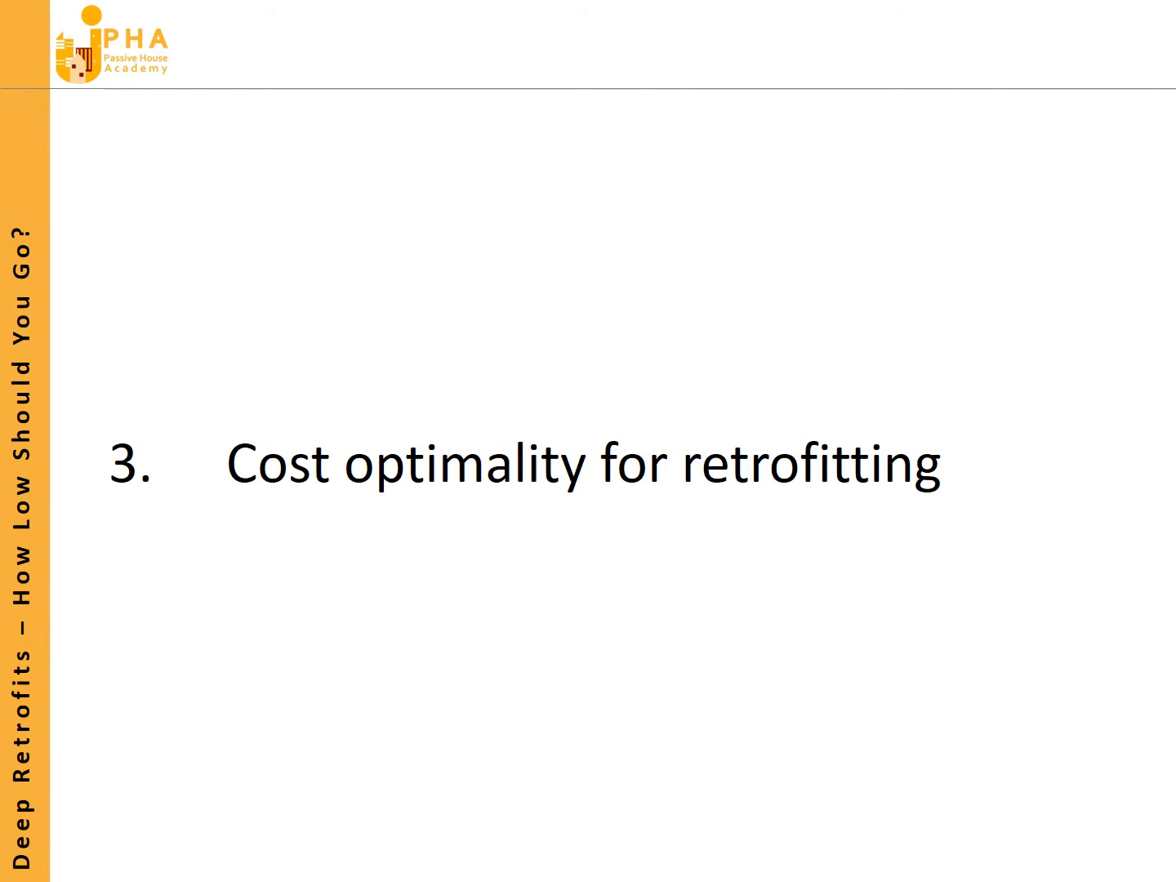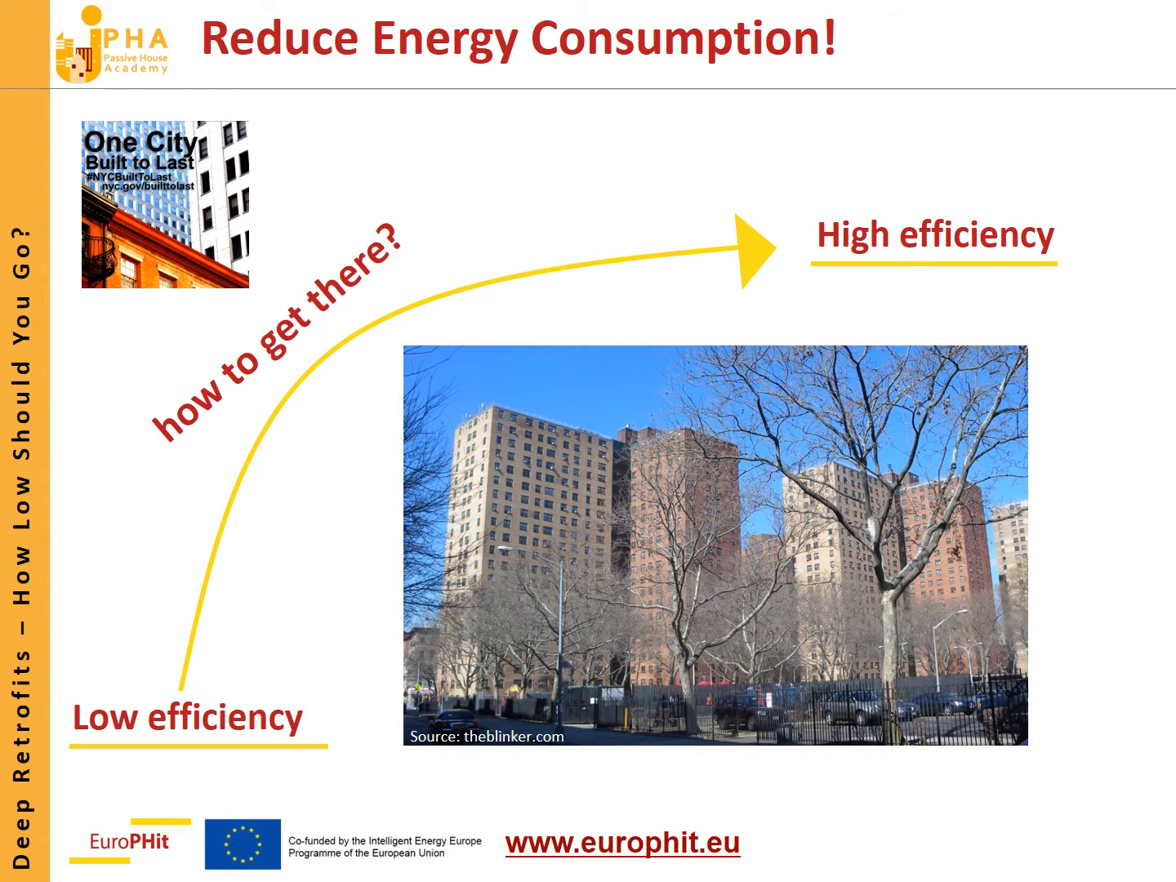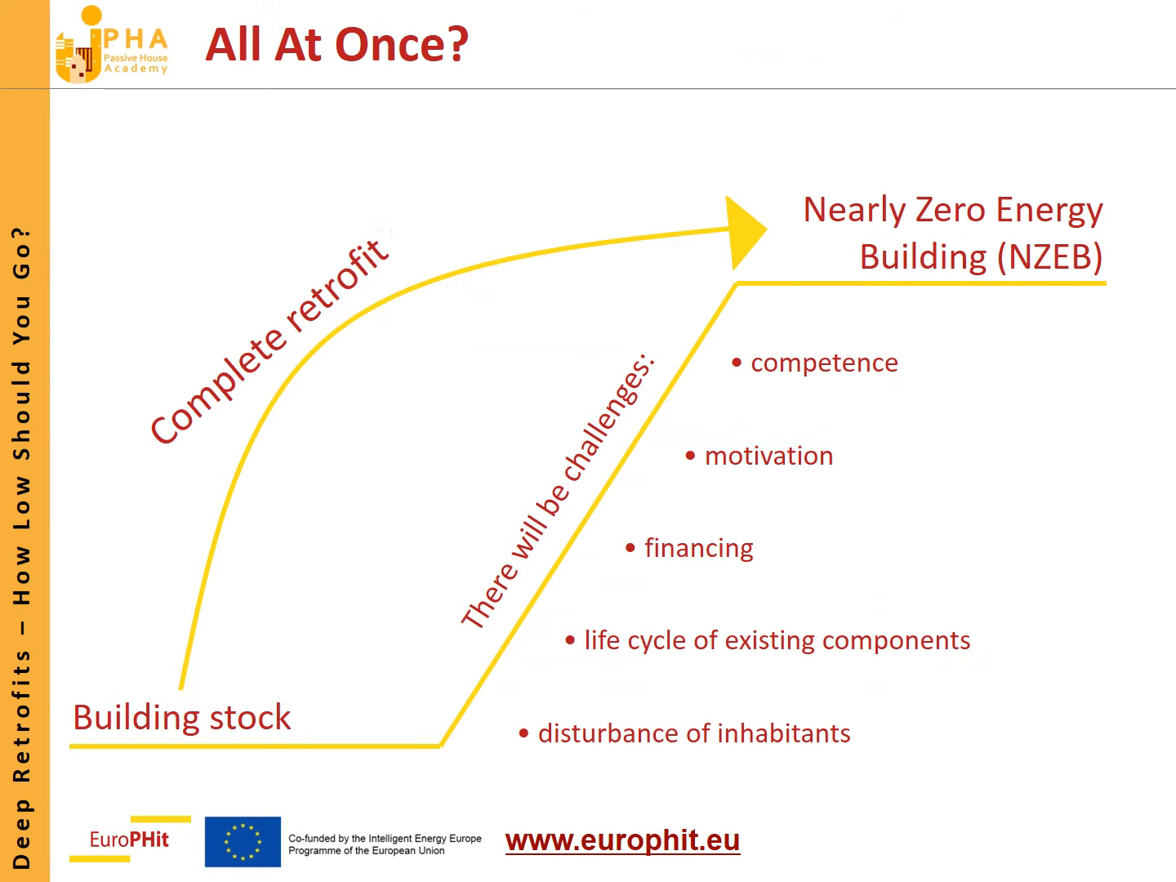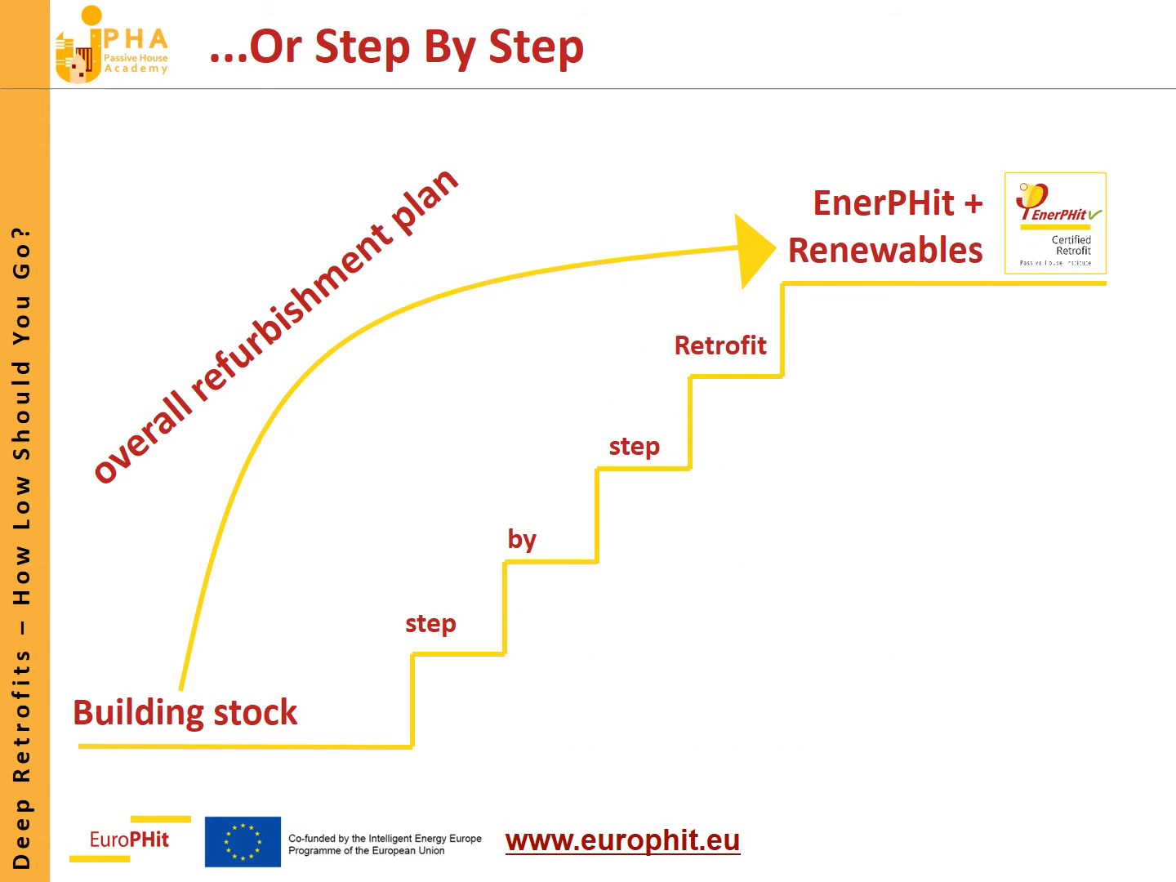The next most important thing is to consider how cost optimal are the various retrofit measures that you're going to employ. And what we want to do is get from low efficiency buildings up to high efficiency buildings. And you have a choice whether you can do this all at once in one complete retrofit to head towards nearly zero energy buildings, but there will be a lot of challenges involved in doing it in one fell swoop. And often it may make more sense to do it as part of an overall refurbishment plan and to do it step by step. And this is the concept that we're exploring as part of the EnerPHit project.